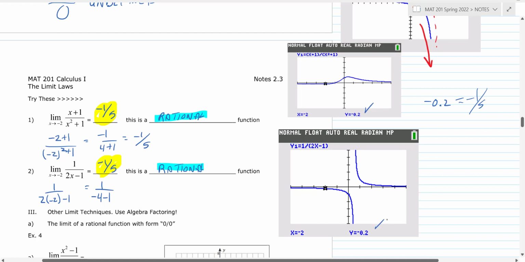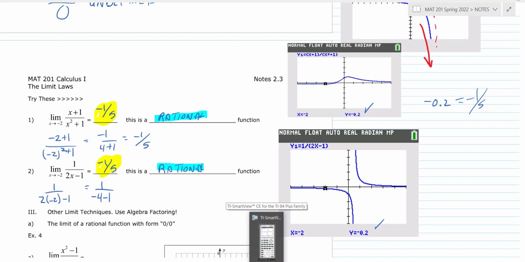Okay, so that will wrap up this part of the video. Hope this helps you to understand limit laws and polynomials and rational functions. So good luck. Let me know if you have questions.